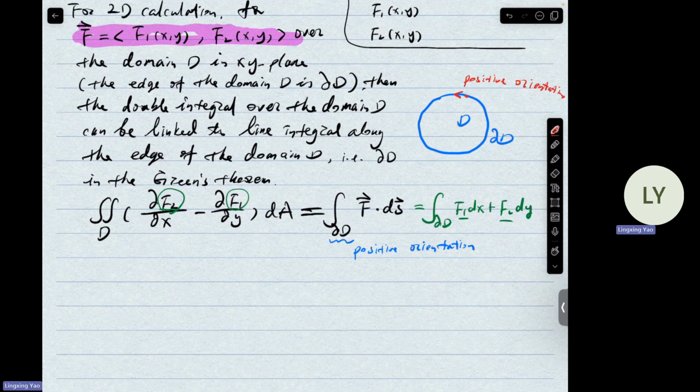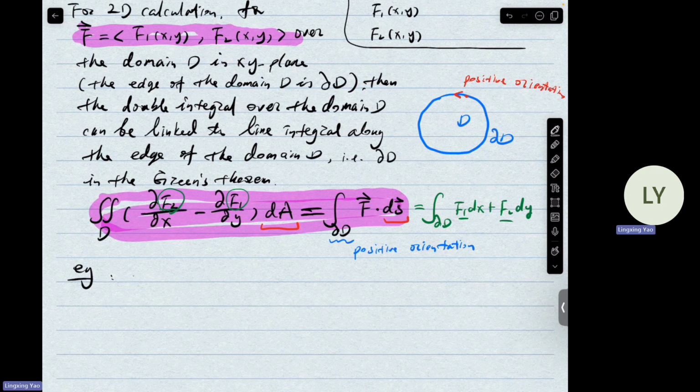Okay, so now we are connecting the double integral with the line integral for this vector field. This is a very important, very useful theorem for us to use. Here we have already stated the theorem. It connects the double integral and the line integral. We don't want to prove this because it takes some effort and theory, but we could verify this, right?